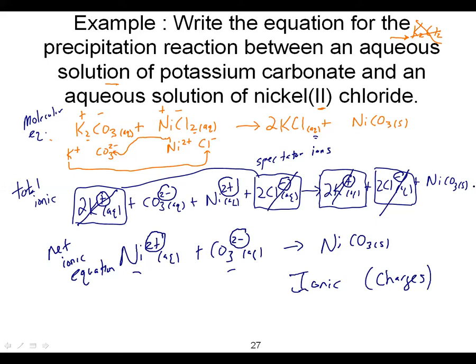This is a double displacement reaction. It is also classified as a precipitation reaction, because this is the precipitate that was made as a result of this reaction. So double displacement and precipitation describe the same reaction, but different aspects of it. Any questions on that?